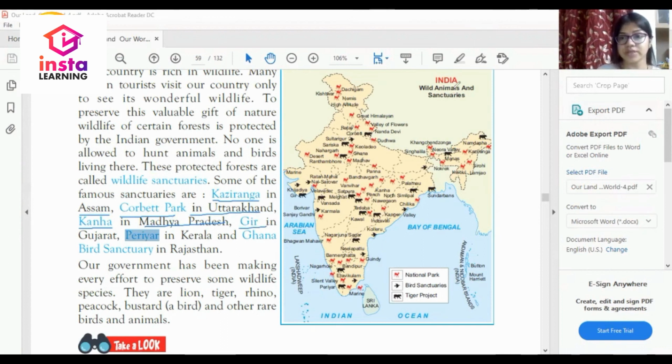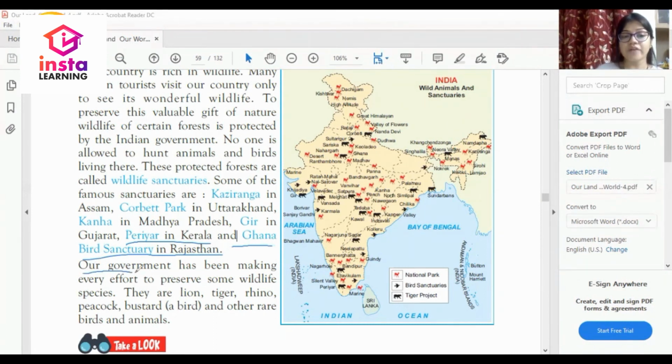So, dear student, let's discuss. The next one is Periyar, which is situated in Kerala, and the Ghana Bird Sanctuary, which is in Rajasthan. So these are very important wildlife sanctuaries. Kaziranga is in Assam, Corbett National Park is in Uttarakhand, Kanha National Park is in Madhya Pradesh, Gir is in Gujarat, Periyar is in Kerala, and Ghana Bird Sanctuary is in Rajasthan.